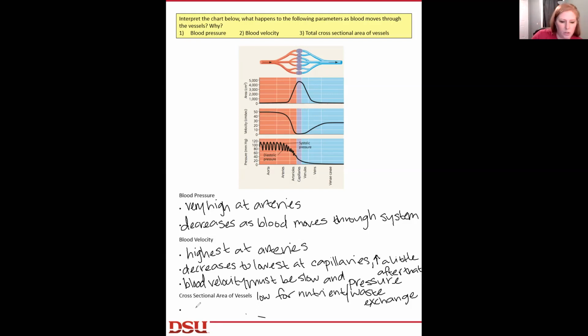All right, the cross-sectional area of the vessels. This is where we're going to have our arterioles diverge into capillaries.